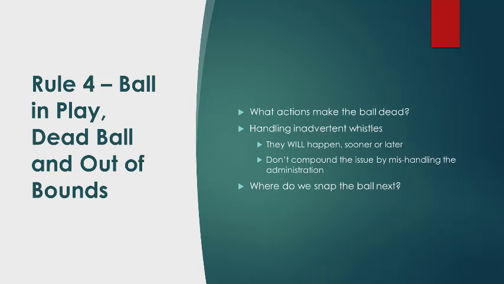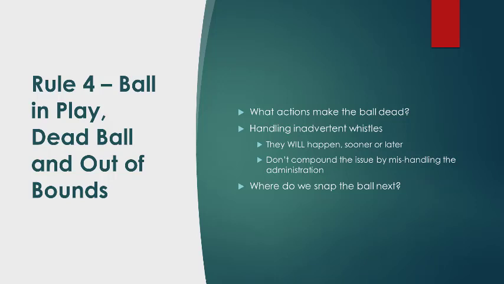Rule 4, ball in play, dead ball, and out of bounds. This rule takes a look at the status of the ball, whether it's in play, whether the ball is dead, and then what we do with the ball to bring it back into play once it's out of bounds. And first thing, what actions make the ball dead? So take a look at some of the situations in the rule. What causes the ball to become dead? And we need to understand all of those situations.